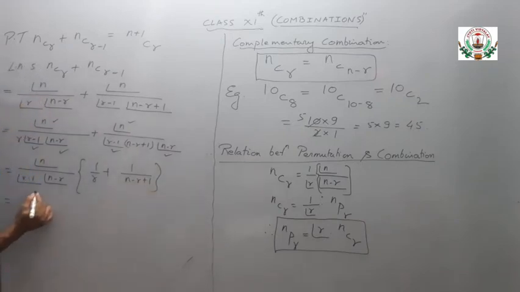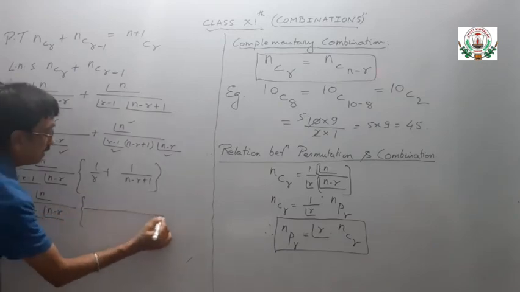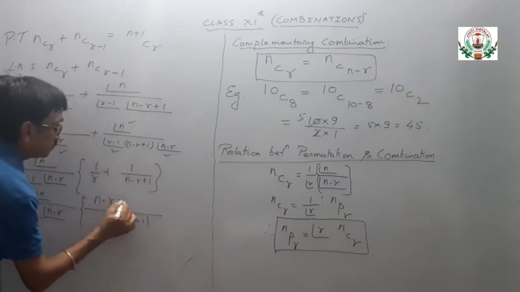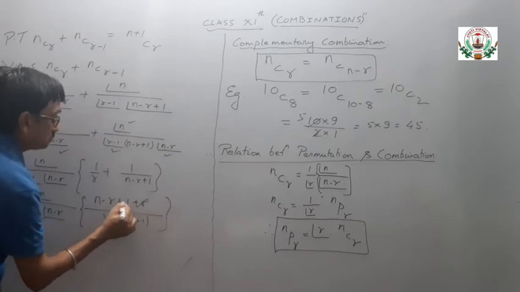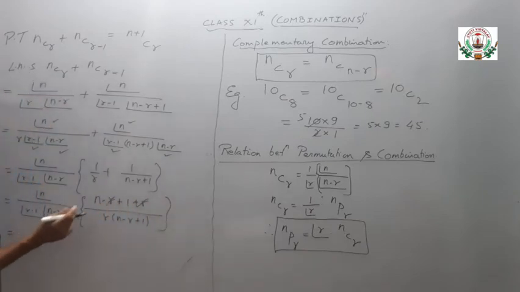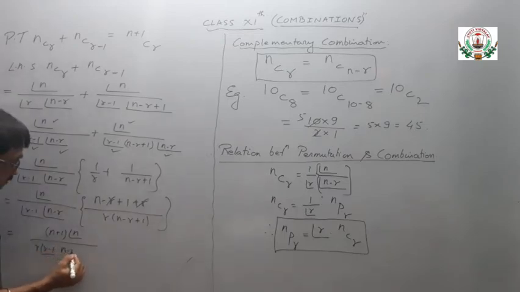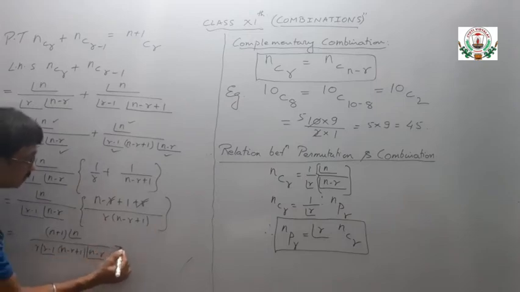In the next step, now we will take the LCM of it. Factorial r minus 1 into n minus r, and r into n minus r plus 1, n minus r plus 1 plus r. So this and this cancel. Now you can listen here carefully: n plus 1, factorial n, over r into factorial r minus 1 and n minus r plus 1 into factorial n minus r.